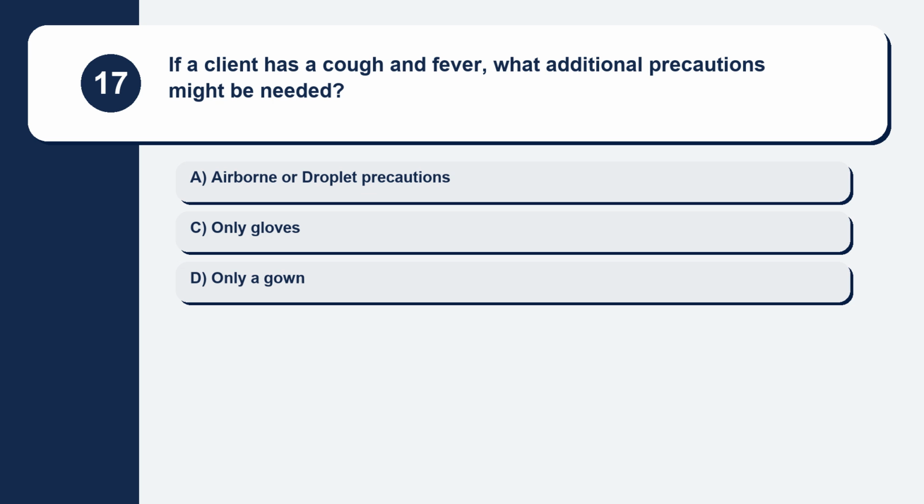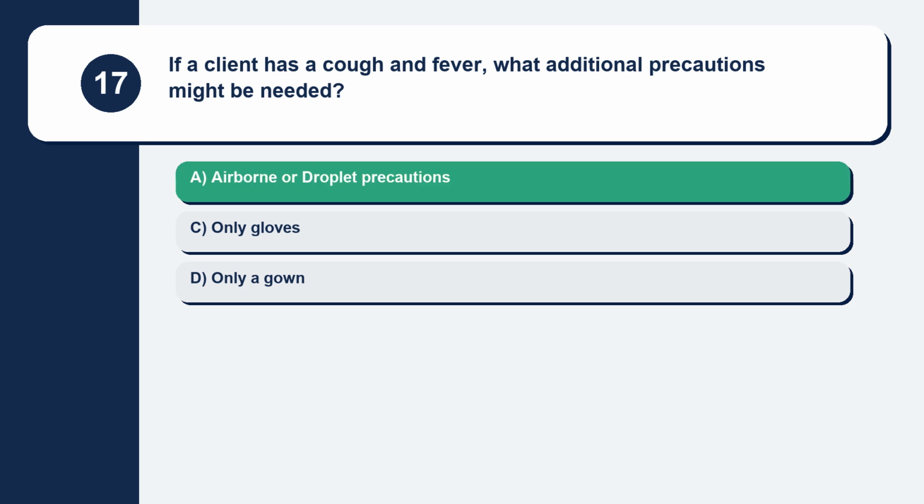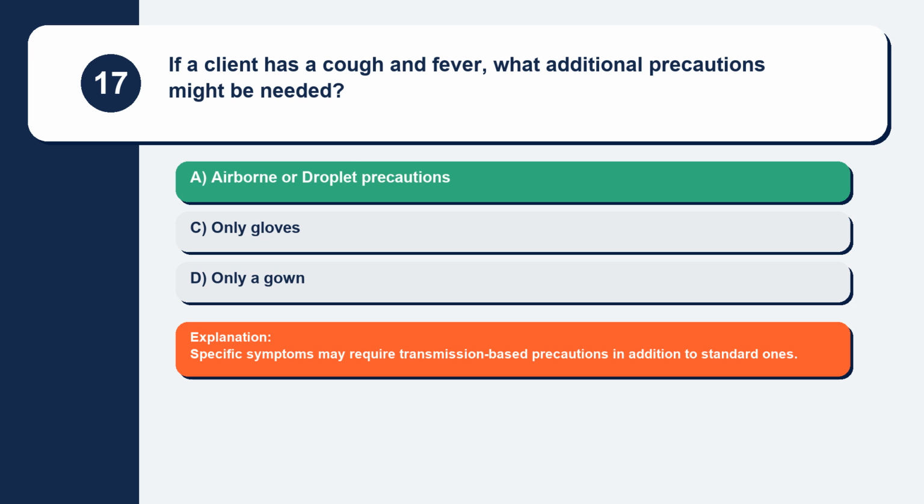Question 17. If a client has a cough and fever, what additional precautions might be needed? Airborne or droplet precautions? Only gloves? Only a gown? Specific symptoms may require transmission-based precautions in addition to standard ones.